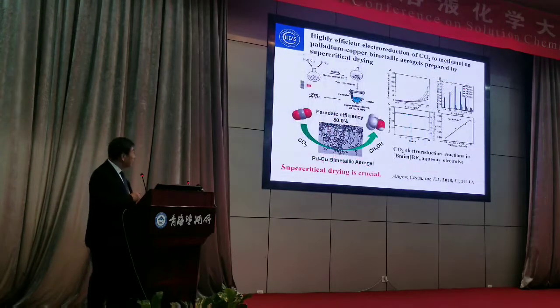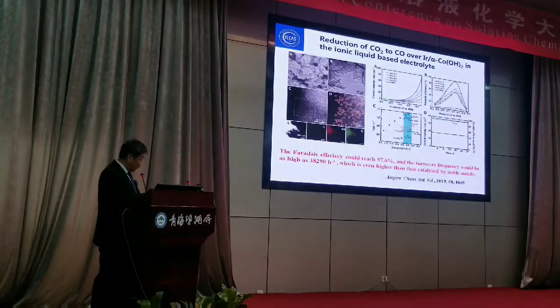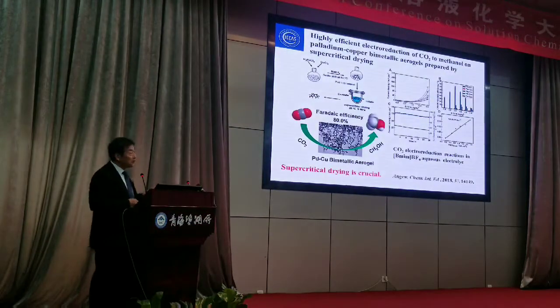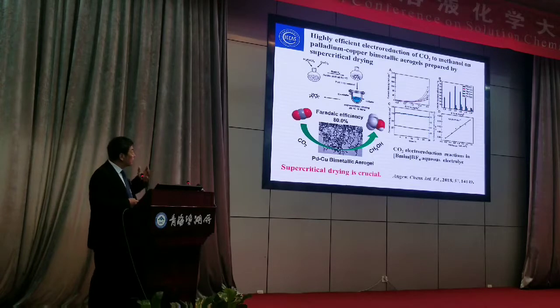Of course, we can also design some catalysts using green solvents. For example, here I give one example using supercritical fluid. We know that some catalysts are porous with defects. That kind of catalyst is very suitable for many reactions. But how to get that?